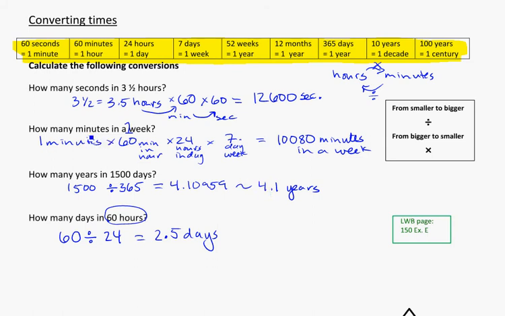If I asked for how many minutes in a week, well, if I got a number that was like 0.0000007 minutes in a week, that doesn't really make sense, because I know there's 60 minutes in an hour, and there's lots of hours in a week. So having lots of minutes in 1 week makes sense to me. That big number makes sense.